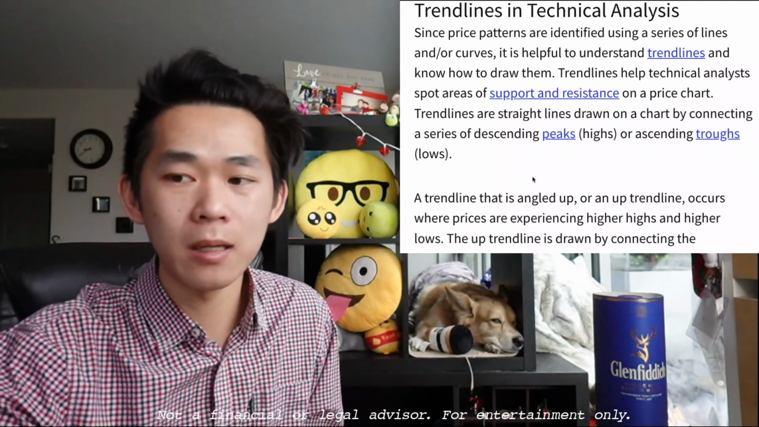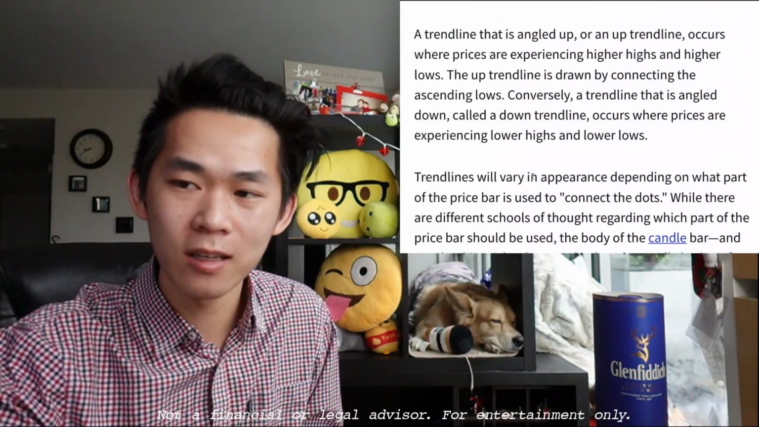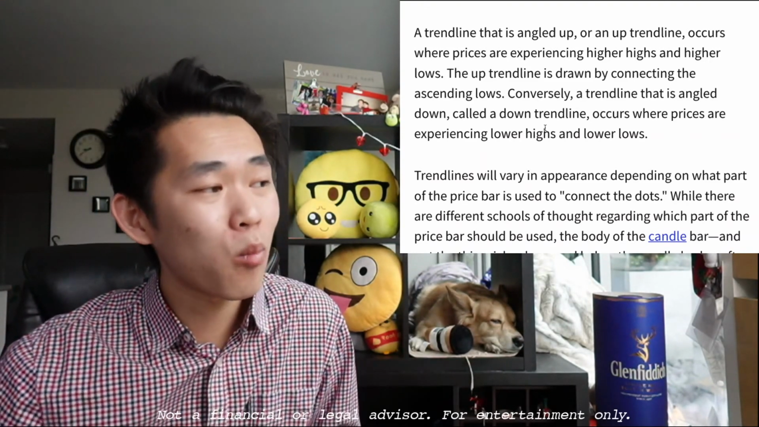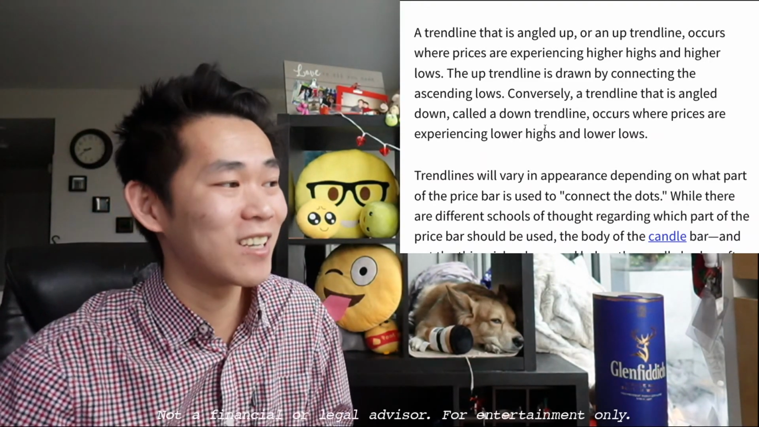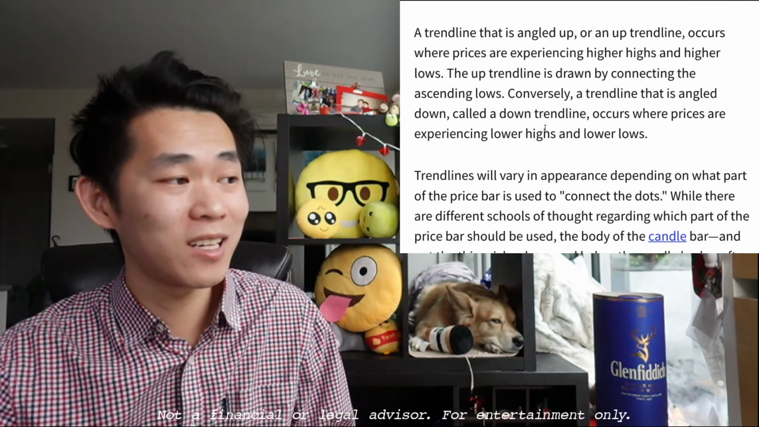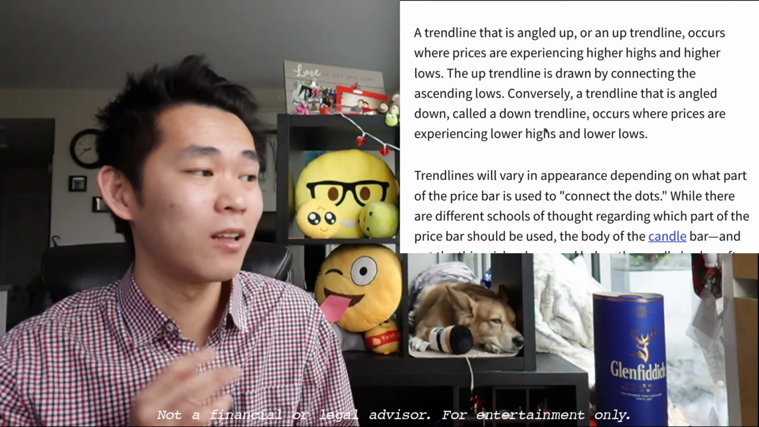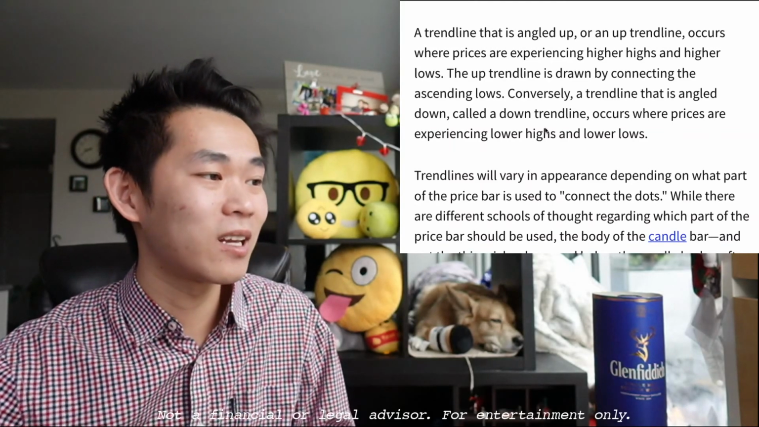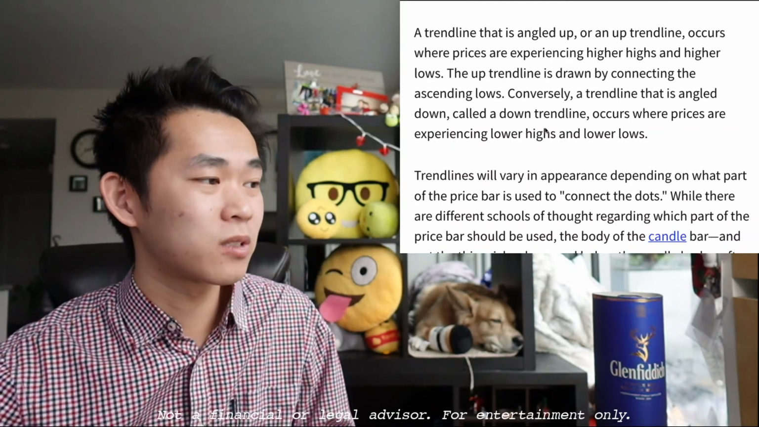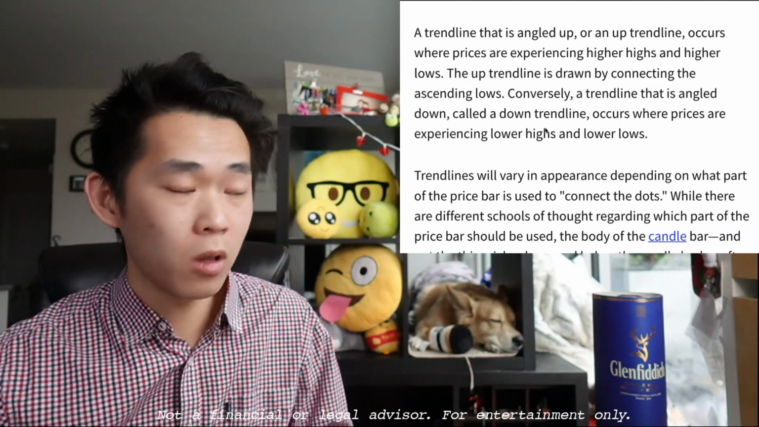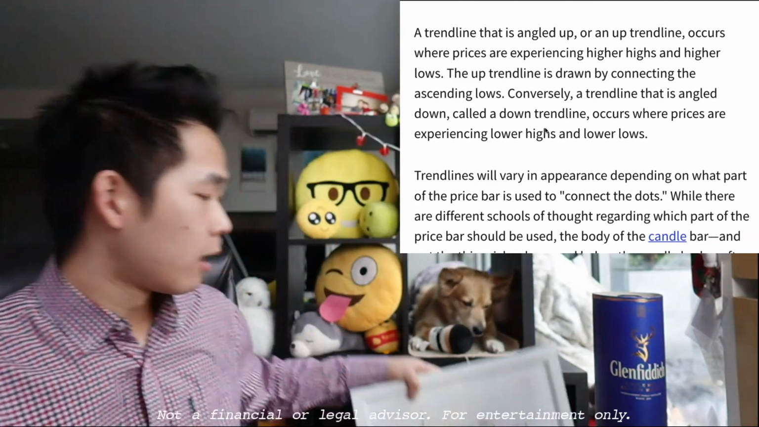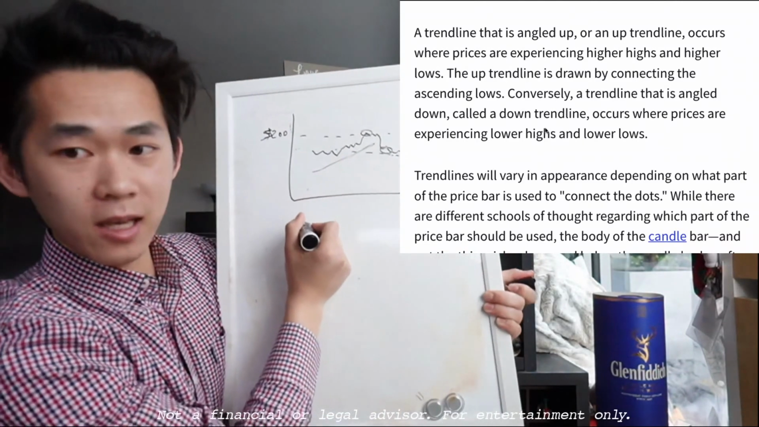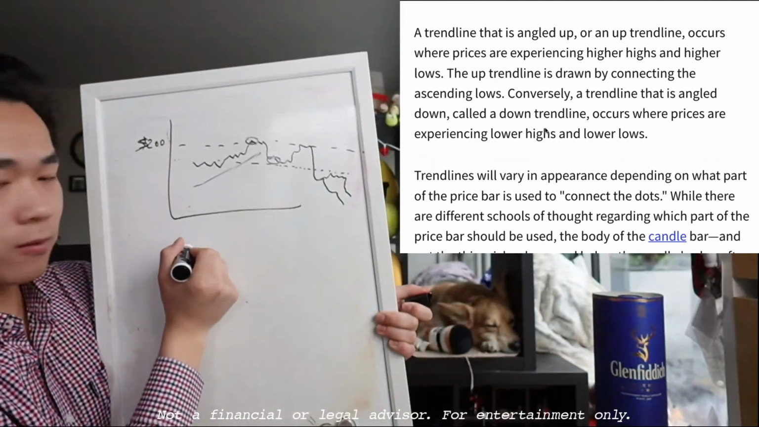So we can see a little bit more about Investopedia defining this. A trend line that is angled up, or an uptrend line, occurs where prices are experiencing higher highs and higher lows. The uptrend line is drawn by connecting the ascending lows. Conversely, a trend line that is angled down, called a downtrend line, occurs when prices are experiencing lower highs and lower lows. Right? This is fairly straightforward, but again, we're going to explain it like we are apes.